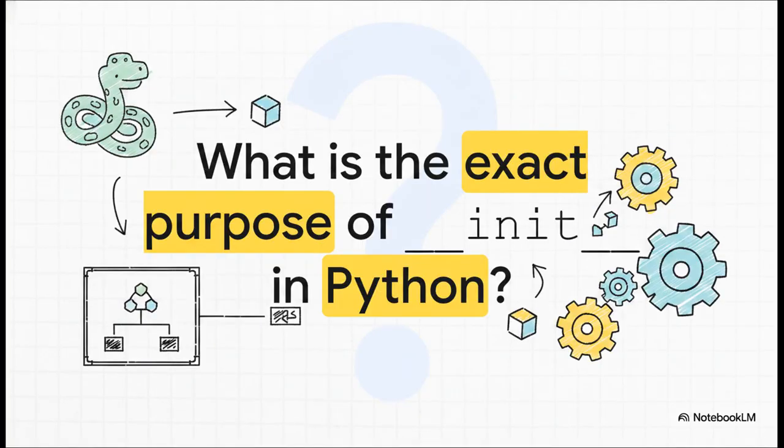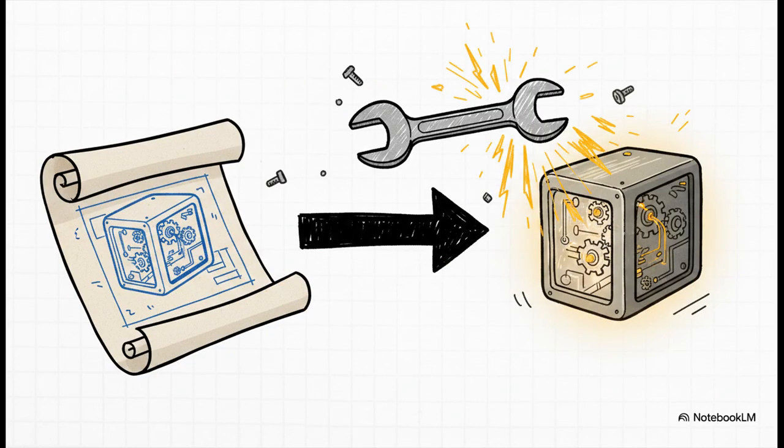Okay, let's try Question 2. Moving over to Python specifically for a second, what is the exact purpose of the __init__ function inside of a class? The solution? It acts as the constructor. Whenever you create a brand new object from a class blueprint, that __init__ method runs automatically. It initializes the object, setting up its starting values and properties so it's completely ready for action.